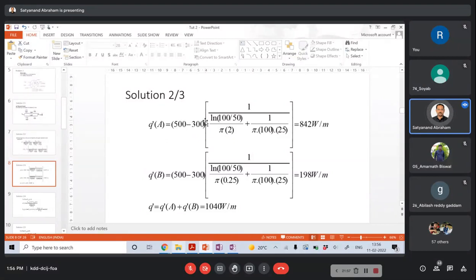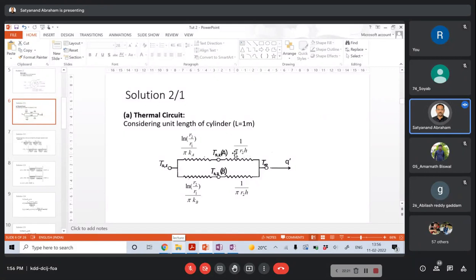TS1 is 500 and T infinity is 300. We know all the other terms: ln(R2/R1), pi into K of the material. For material A, the conductivity is given as 2 watt per meter Kelvin, and 1 by hA. Here again, the convective resistance is going to be 1 by hA, that is, 1 by h into area.